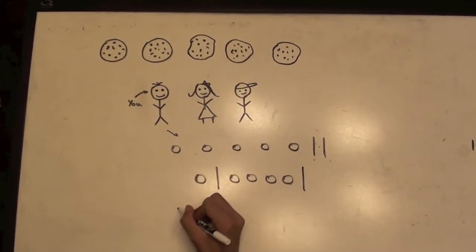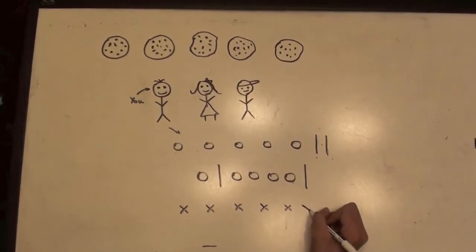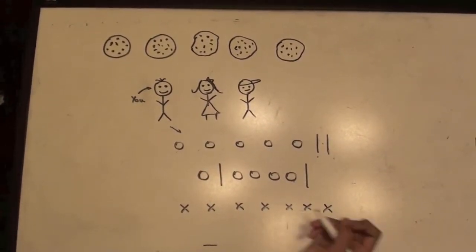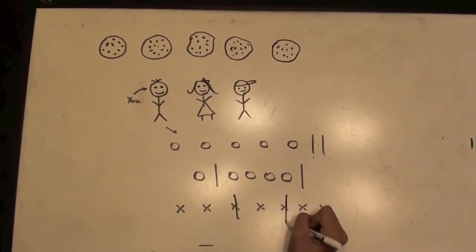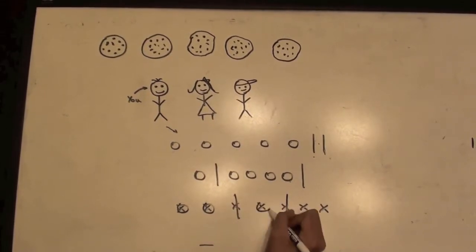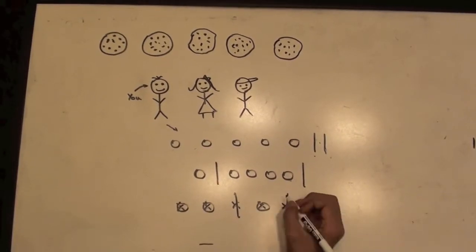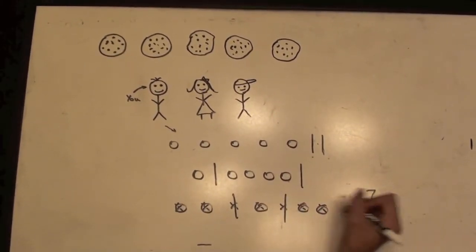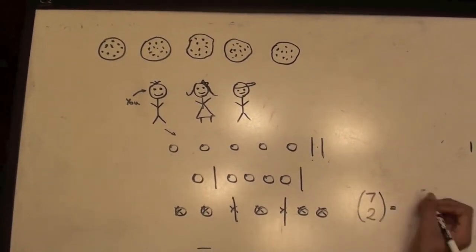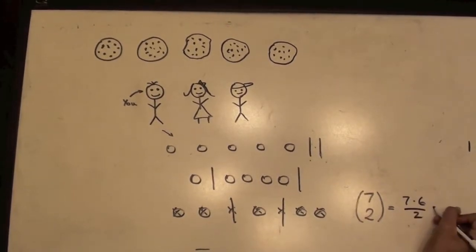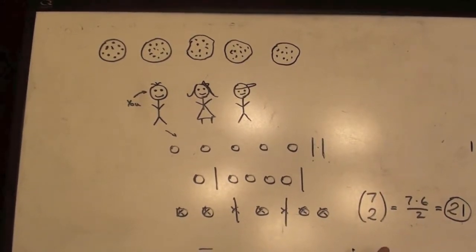Well, in general, we're taking 7 objects that could eventually either be cookies or dividers, and we're choosing 2 of them to be dividers and the rest to be cookies. The number of ways we can do this is 7 choose 2, because we have 7 objects and we're choosing 2 of them to be bars. In this case, there are 21 ways your uncle can divide the cookies.